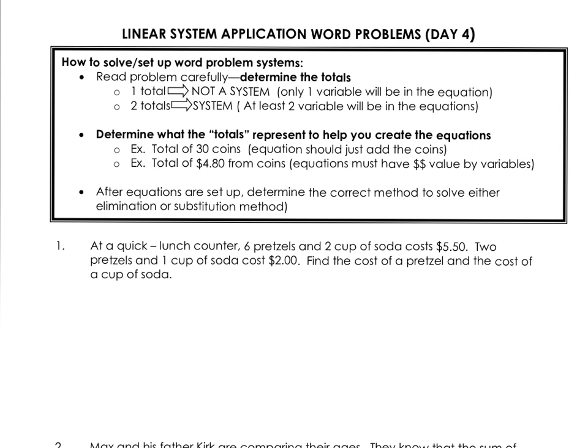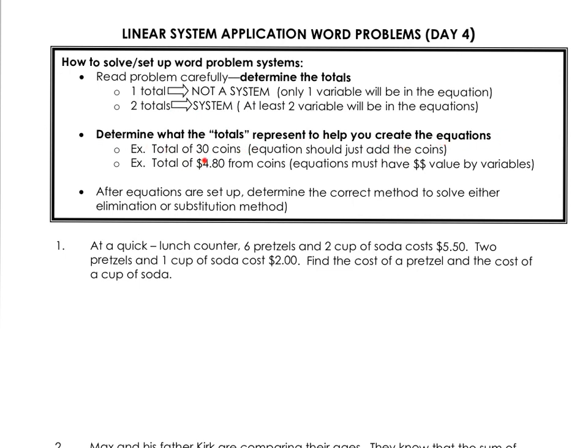If there's only one total, it is not a system. You only have one variable in the equation. But if there are two totals, then it is a system, and you must have at least two variables in the equation. And I always say, two totals, two variables, two equations. Determine what the totals represent to help you create the equation.